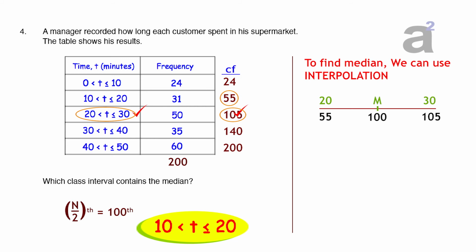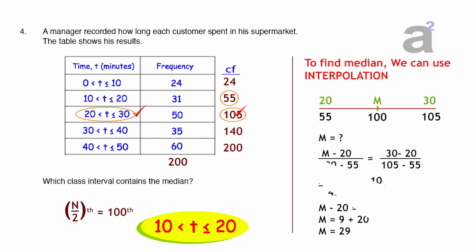Now which number is the median? The 100th number is the median. To find it, we have a method. M minus 20 divided by 100 minus 55 is equal to 30 minus 20 divided by 105 minus 55.